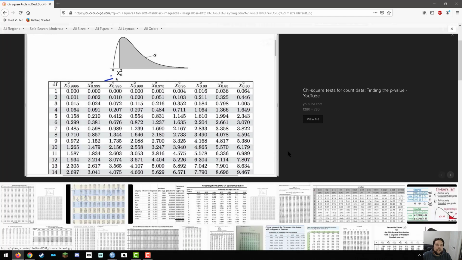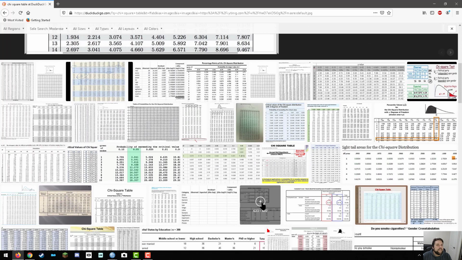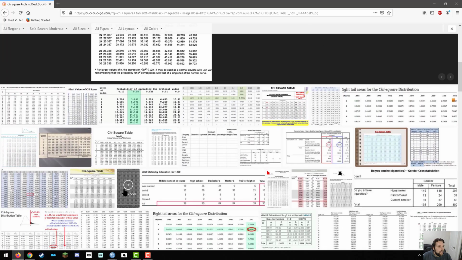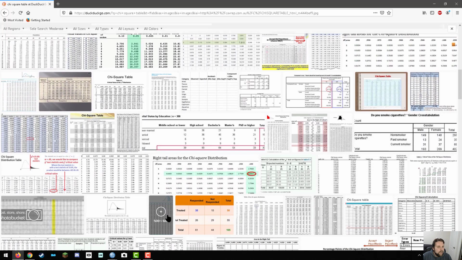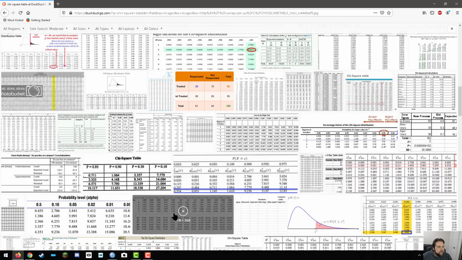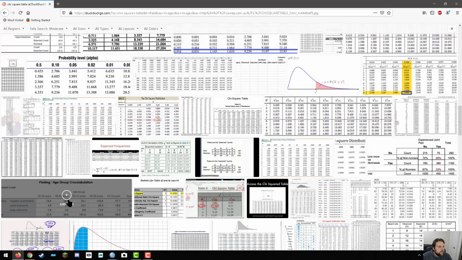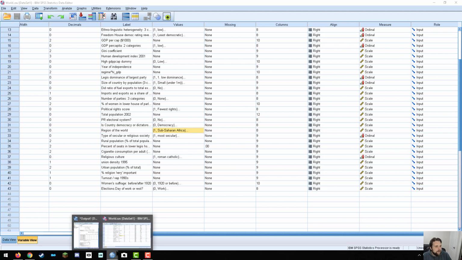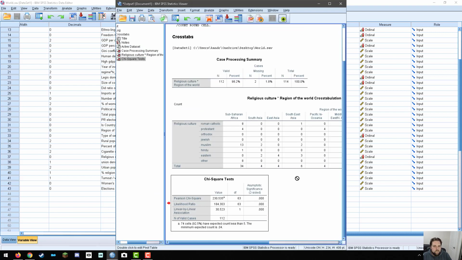here. This is not the best chi-square table because it only ends at 14, but you can go ahead and get a bigger one. Here's one for 30. Probably one for a good 60 to 100 values as well would be what you're looking for in this particular instance. But you'd be able to look up the critical value and compare it to the value that you found. Fortunately for us, SPSS is going to take all that headache away.